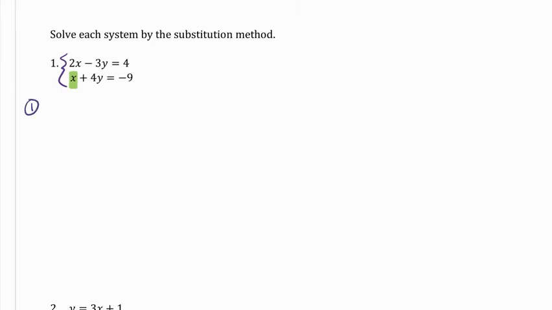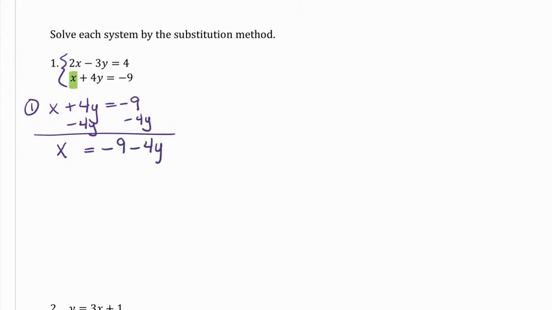So our first step is I'm going to take this x plus 4y equals -9, and I'm going to solve for that x. So I'm going to subtract the 4y over to this other side. And then we get x equals -9 minus 4y. Or if you write -4y minus 9, that's fine too. It doesn't matter, right? Okay, so there's step one.